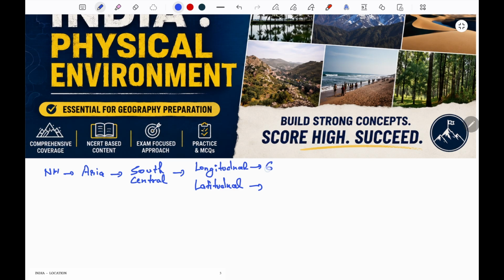It is 68 degrees 7 minute east to 97 degree 25 minute east. Sorry, it is east. And for latitudinal extent it is 8 degree 4 minute north to 37 degrees 6 minute north. Now roughly both latitudinal and longitudinal extent is around 30 degrees.